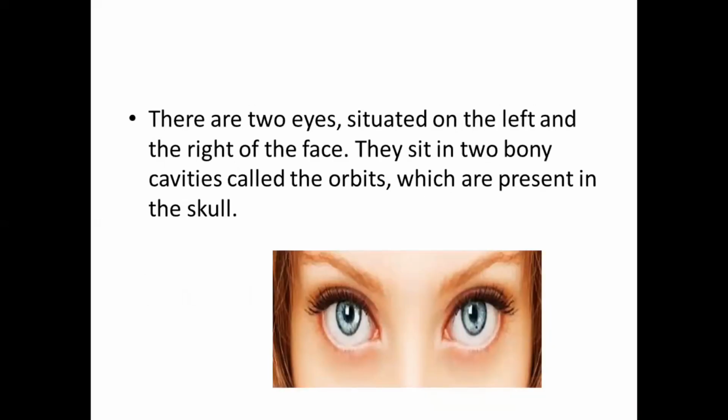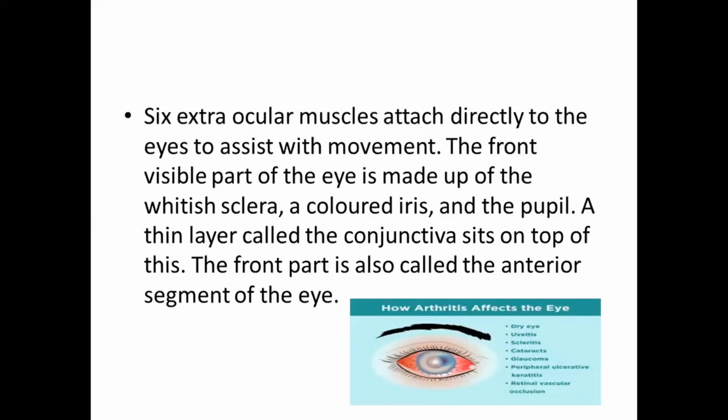There are two eyes, the left and the right one, situated on the left and right of the face. They sit in two bony cavities called the orbits. Orbit means something that revolves around. You can see your eyes revolve when you move your eyeballs around. These are present in the skull. Now, there are 6 extraocular muscles attached directly to the eyes to assist with the movement of the eyes.